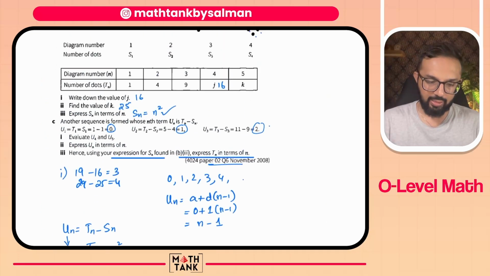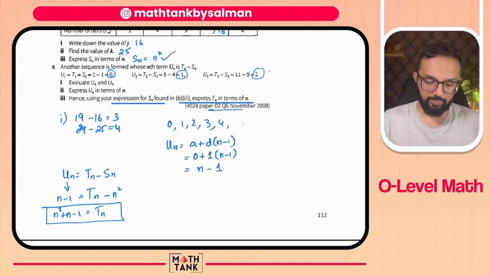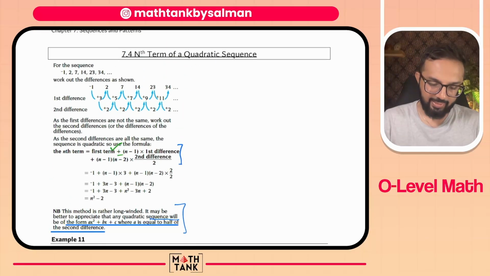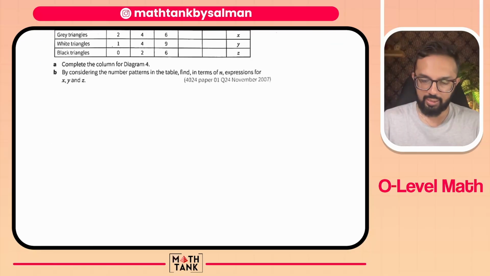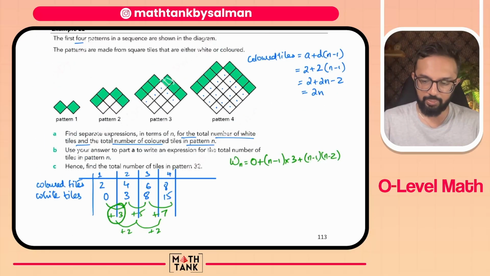I want the second difference, second level difference. I want to call that the second level difference divided by 2. Okay, so second level difference divided by 2. So what is the second level difference? That's 2 divided by 2. Okay, so that gives me 1. This gives me 3n minus 3 plus n minus 1 times n minus 2.